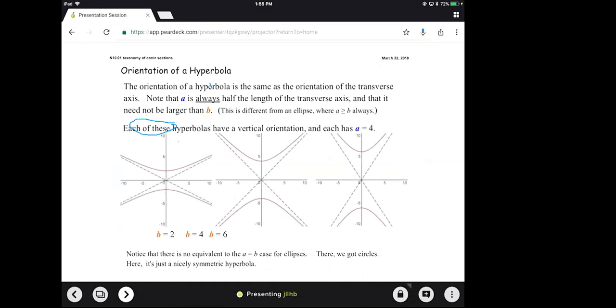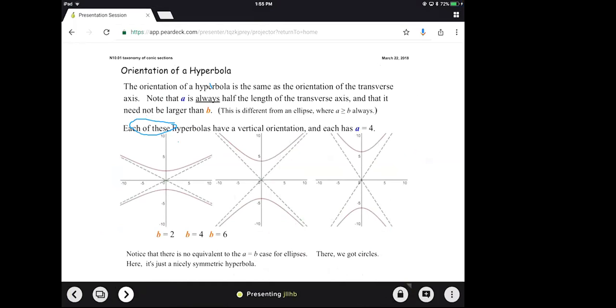All right. Hyperbolas also have orientations, and we define the orientation as the orientation of the transverse axis, and A is always the length of that transverse axis. For hyperbolas, A can be smaller than B. Ellipses can't, from their definition, but for hyperbolas, they can.